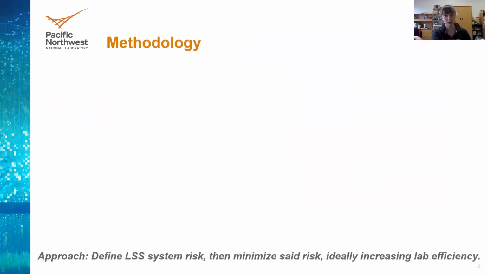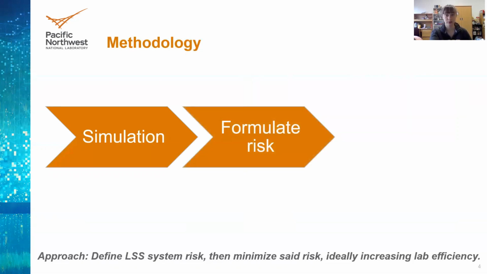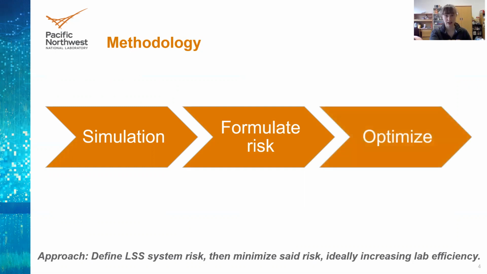So our basic methodology with this project was first to simulate process flow at these 8 labs, because we didn't receive historical data on their processing efficiency, so we wanted to simulate it. Then we use that data from the simulation to formulate system risk, which again quantifies how efficient the overall system is at processing. And then from there, we perform an optimization algorithm to minimize the overall system risk by changing how many chemists are assigned to each of the 8 labs.